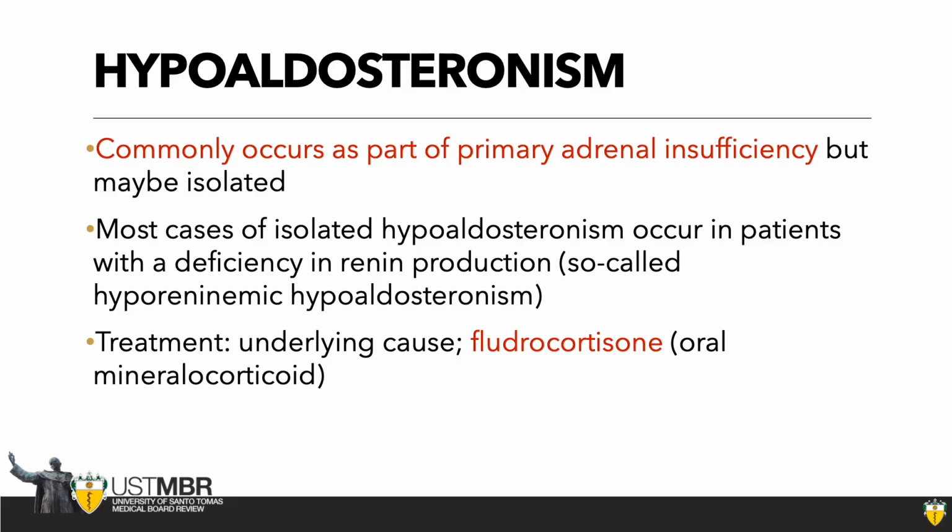Treatment for low aldosterone is a mineralocorticoid, fludrocortisone. You don't hear this too much. This is a pure mineralocorticoid hormone. It doesn't have glucocorticoid effects, not unlike dexamethasone or hydrocortisone or prednisone. This is a pure mineralocorticoid hormone.